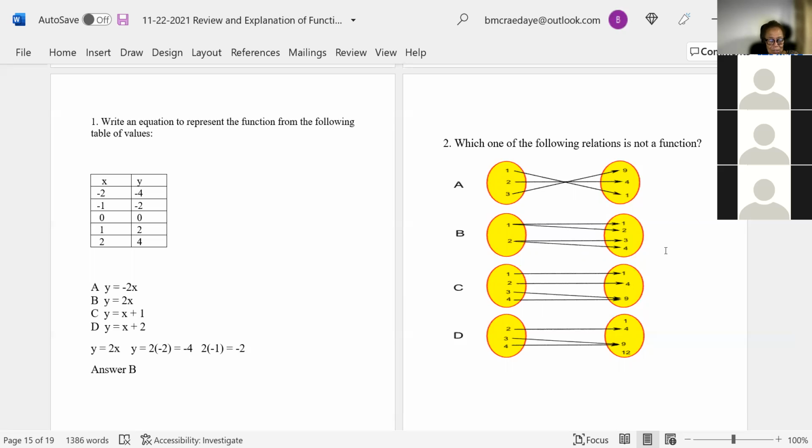Which is not a function? In other words, the X can only be mapped to one Y. Say if these are the X's, these are the Y's. And X can only be mapped to one Y. If it's mapped to more than one, it's not a function. So which of these, A, B, C, D, would you say is not a function? Audrey, which one?